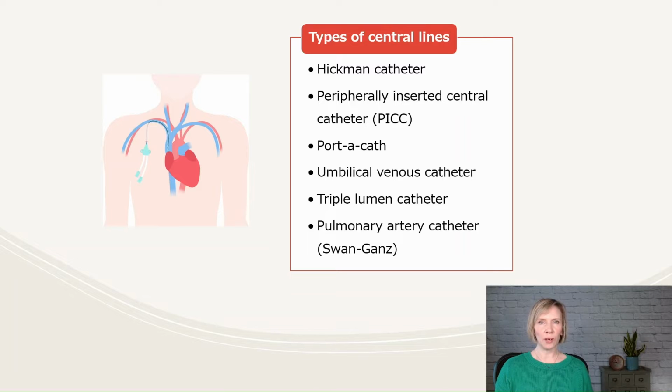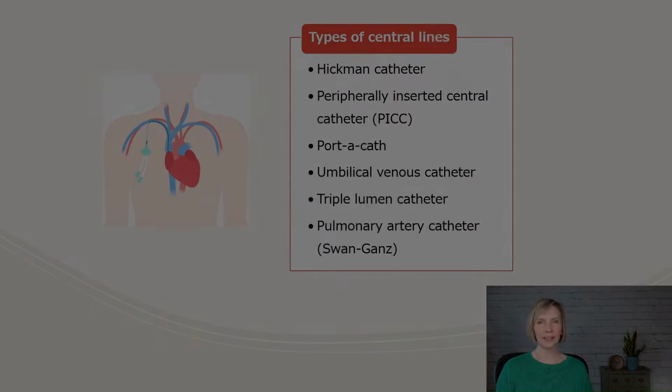When coding a central line associated infection, coders should carefully review the medical record to ensure that the type of catheter causing the infection is in fact a central line rather than a peripheral line, and if necessary, query the provider as this does affect the code assignment.